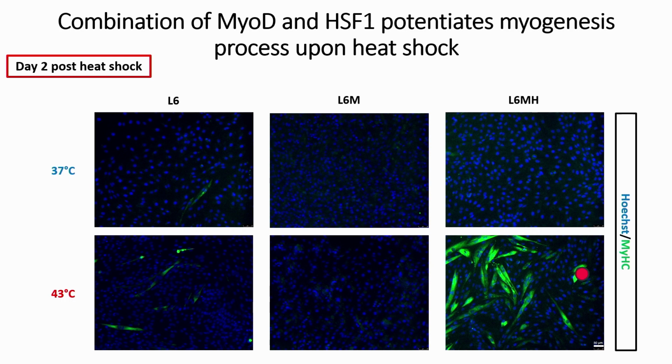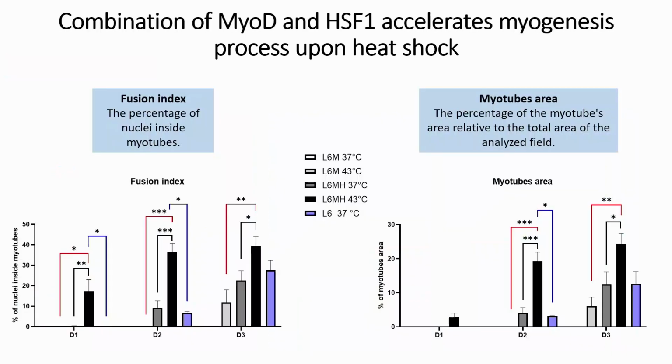These analyses were also confirmed by quantitative analysis. So we went to investigate the fusion index, which is the percentage of nuclei inside the myotubes. And we saw that in L6M cells, after 1 day of differentiation, we do not have myotubes, while they start to form after 2 days. But in the L6MH cell lines, upon heat shock, we have a high increase in the fusion index, which is statistically significant when compared to the other conditions.